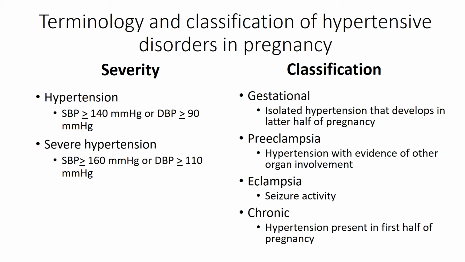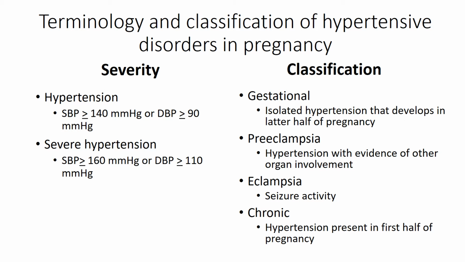Gestational hypertension is the presence of hypertension that appears in the last half of pregnancy. It is not associated with other organ involvement. Specifically, no proteinuria is present. With preeclampsia, the hypertension is associated with other organ involvement, like the kidneys or the liver. 5 to 8% of women in the U.S. develop preeclampsia. If a patient develops seizure activity, we classify them as having eclampsia. Eclampsia is not limited to the period around delivery. 10% of women who develop seizures will do so more than 48 hours after delivery.